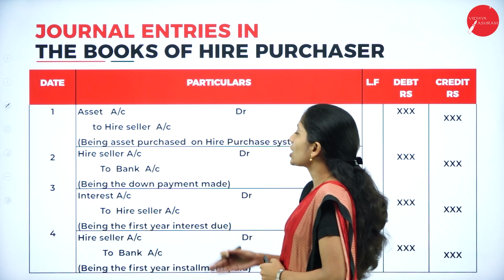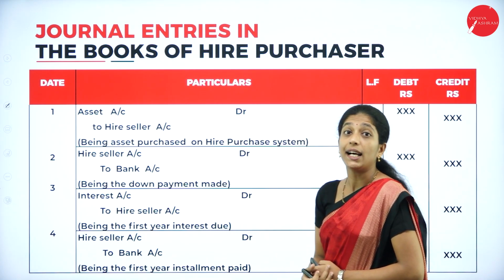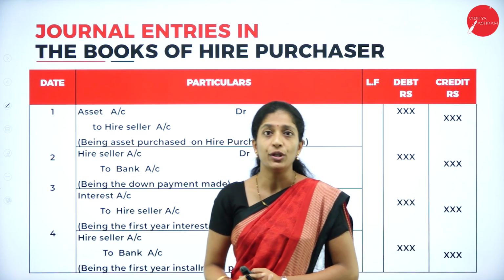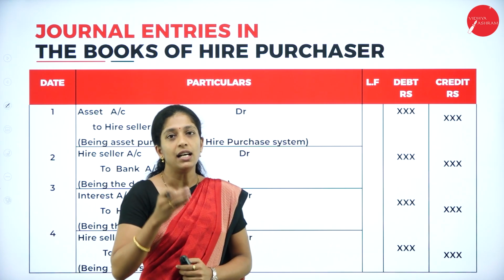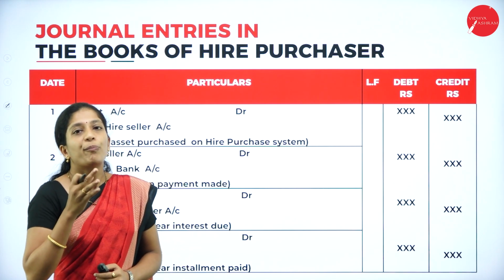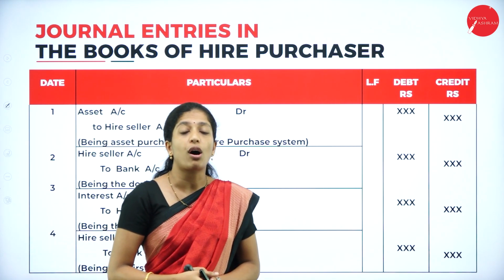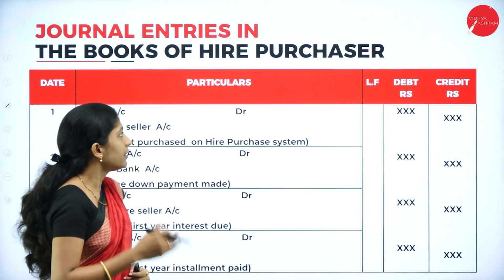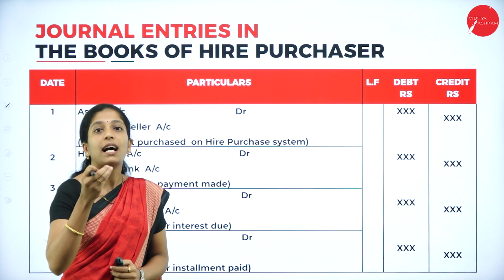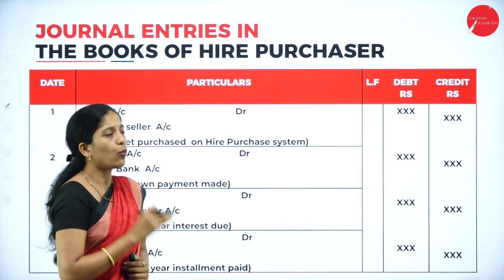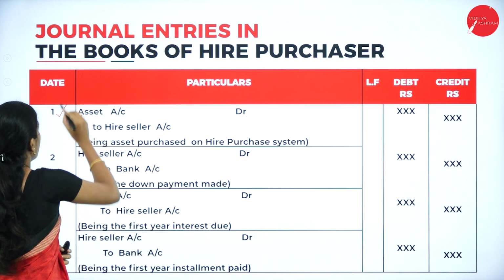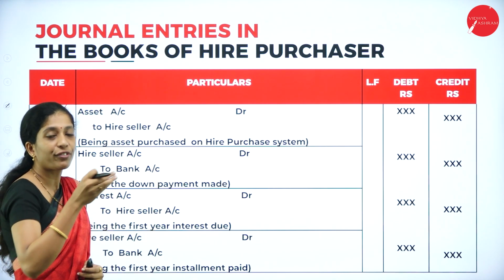So this is journal entries in the books of hire purchaser. I have told you there are two parties, hire seller as well as hire purchaser. So today we are going to prepare journal entries in the books of hire purchaser. Now think yourself that you are a hire purchaser. Okay, now you are a hire purchaser. Now what is your first entry? That is on the date of receiving the goods.